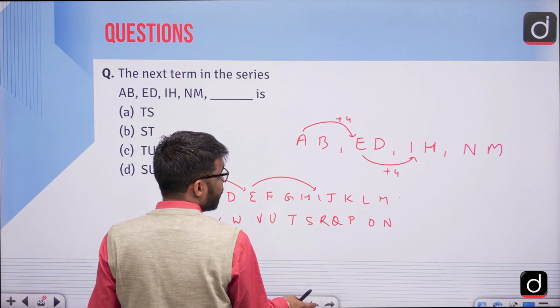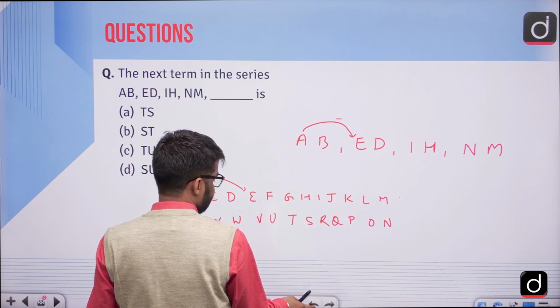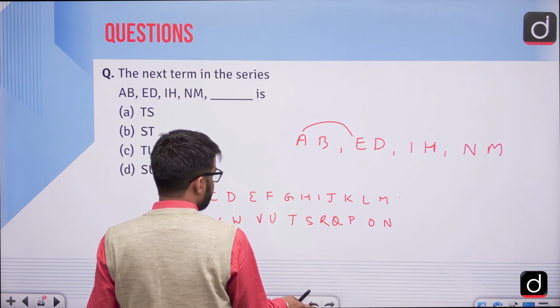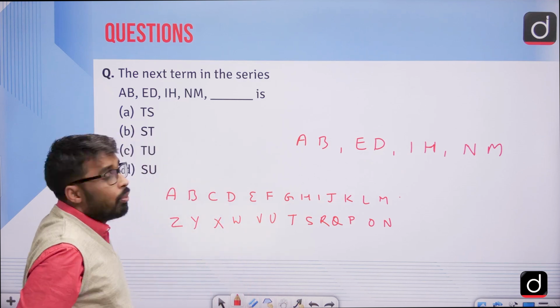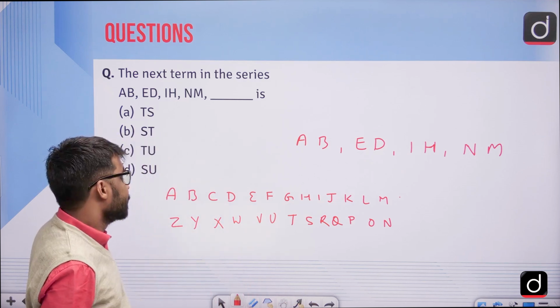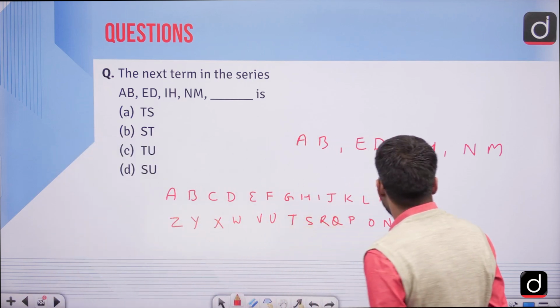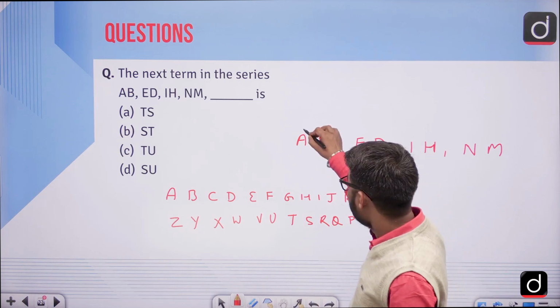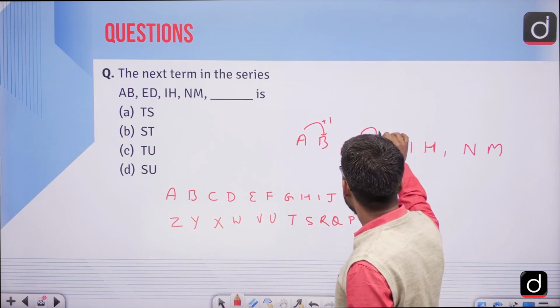So now I have to change my logic. What other logic I can apply? Let's see. Let me undo this for you. So now what other logic can we apply? See, A, B, E, D. I'm moving one letter forward. A to B, the gap is plus 1. From E to D, the gap is minus 1.